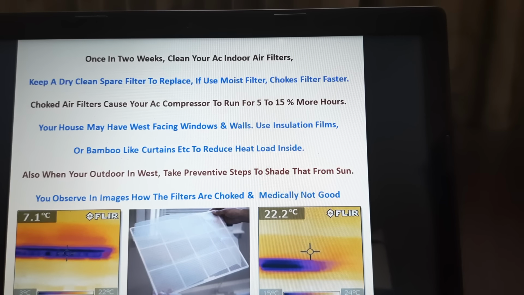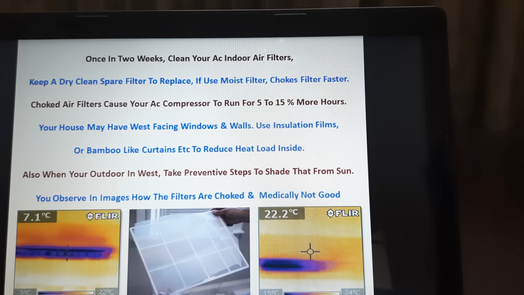Once in 2 weeks, clean your AC indoor air filters, and if the air filters are not cleaned, the compressor runs for 5 to 15% more hours per day. Once you are cleaning the indoor air intake filters, you can keep a spare filter so that you can replace it, and allow only a dry filter to be installed, not a moist filter. A moist filter also chokes faster.